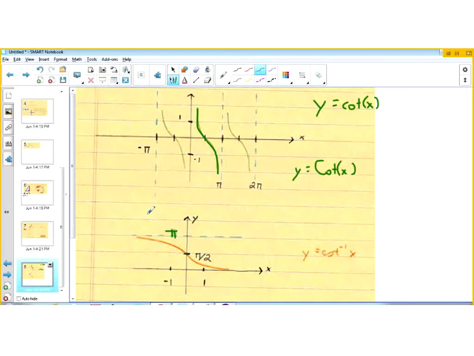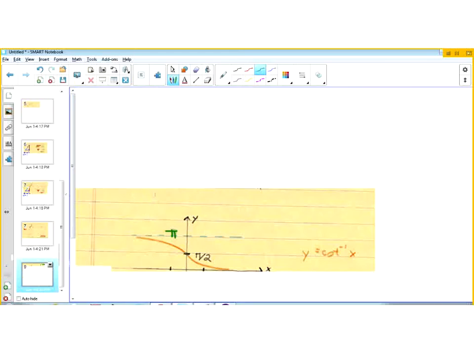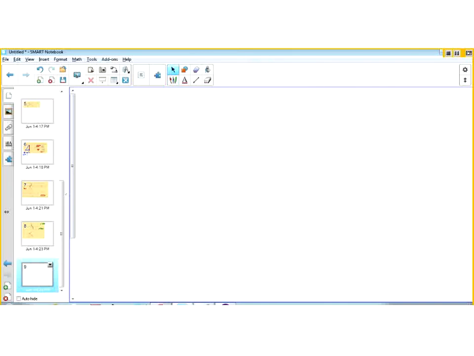All right, so now let's talk about the inverse secant function. Let's explore what it is, its graph. Okay, so let me pull up the note.